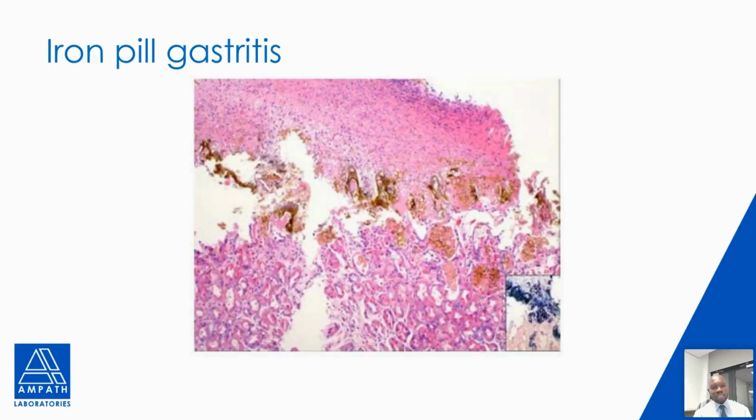With iron deposition in the stomach, there is a differential, but when it's on the surface like this, the diagnosis is iron pill gastritis without argument. Another consideration is about where the iron is being deposited, which we are not looking at today.